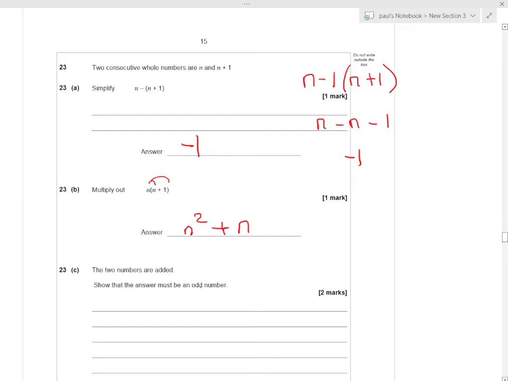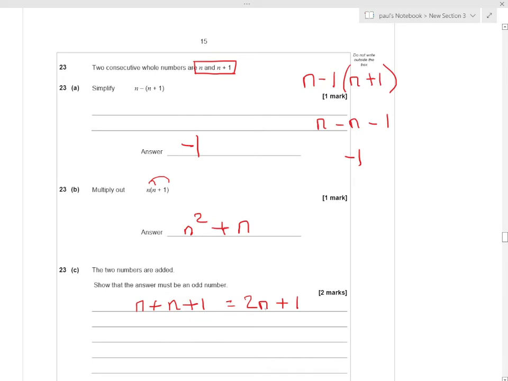If the two numbers are added, so we've got n plus n plus 1. So the two numbers: the first number is n and the second number is n plus 1. I got that from up there in case you're wondering where that came from. Now if I add those together, that equals 2n plus 1.